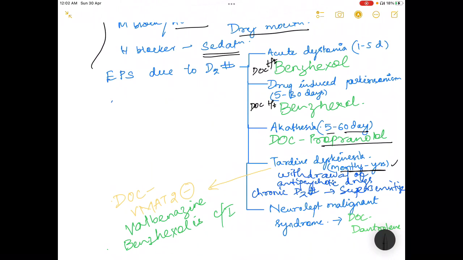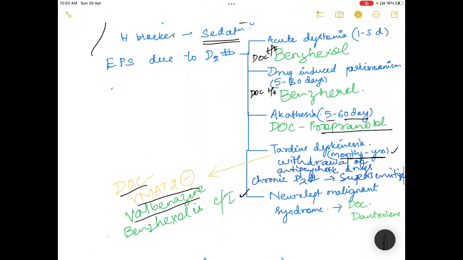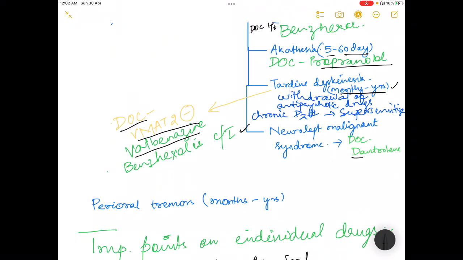There is chronic D2 blockade in case of antipsychotics. If the typical antipsychotic is used for a chronic period of time, it has already led to supersensitivity of the D2 receptors. So what is the drug of choice? The drug of choice is VMAT2 inhibitors, that is valbenazine, and benzhexol is contraindicated in this case. Another side effect of these typical antipsychotics is neuroleptic malignant syndrome, and the drug of choice in this is dantrolene.